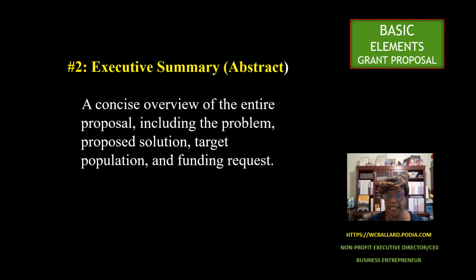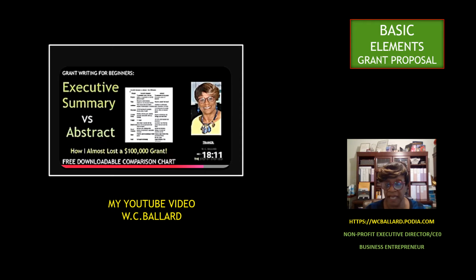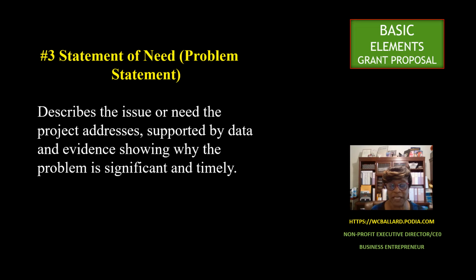Number 2, the executive summary, or sometimes an abstract. It's a concise overview of your entire proposal, including your problem statement, the solution, your target population, and your funding request. This can make or break your proposal because sometimes after reading this, they either stop looking at your proposal or they continue going. And I have a video and a downloadable comparison chart so that you can learn how to write one.